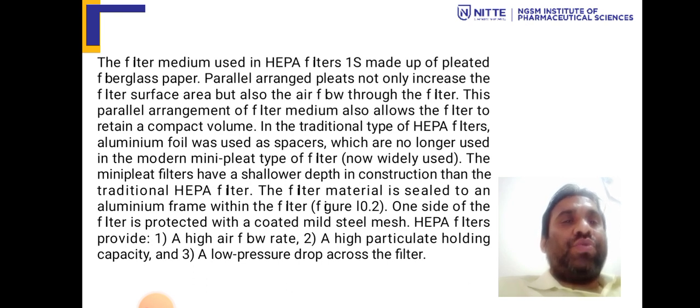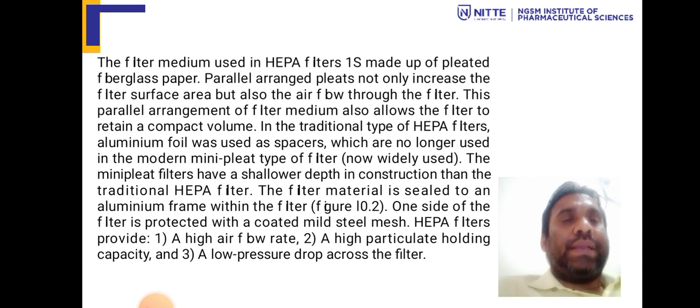The HEPA filter is made up of pleated fiberglass paper. Parallel arranged pleats not only increase the filter area but also the airflow between the filter. This parallel arrangement of filter medium also allows the filter to retain a compact volume. In the traditional type of HEPA filter, aluminum foils were used as spacers, which are no longer used in the modern mini pleat type. The mini pleat type is now widely used.